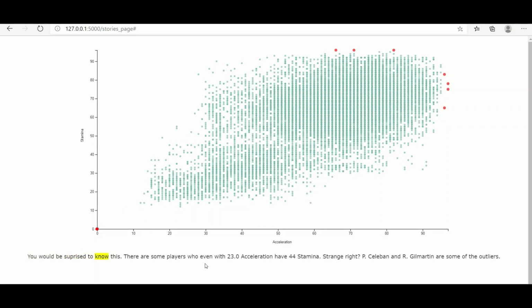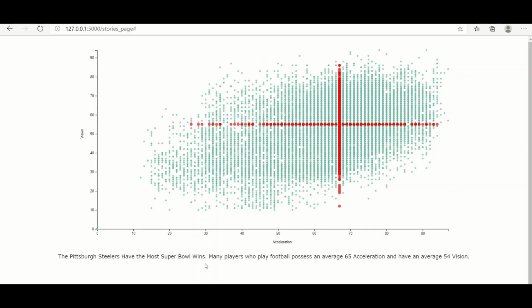You would be surprised to know this. There are some players who even with 23.0 acceleration have 44 stamina. Strange, right? P. Saliban and R. Gilmerton are some of the outliers. The Pittsburgh Steelers have the most Super Bowl wins.